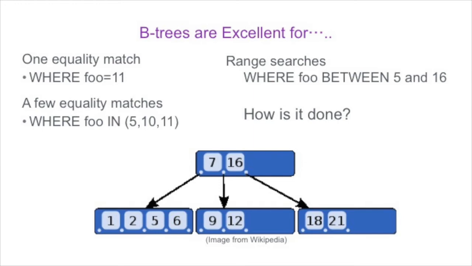A few equality matches, those are also good. Again, where foo in 5, 10, 11, you just go through that process a couple times. Range searches are great because you find the beginning of the range and you just scan on through the data till you get there. So like where foo is between 5 and 16. But how is it done, right? So let's talk about that.